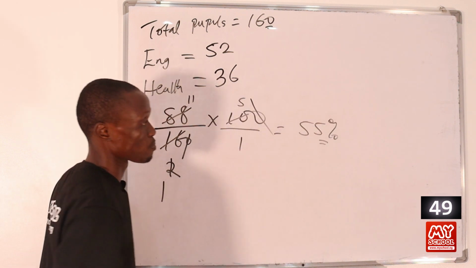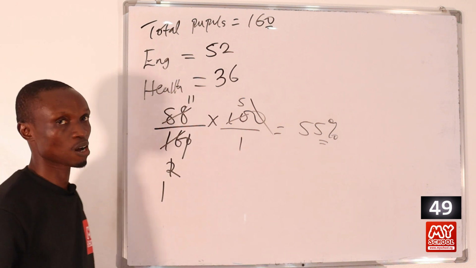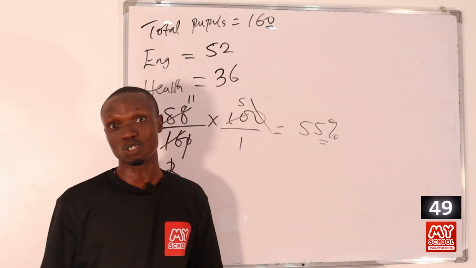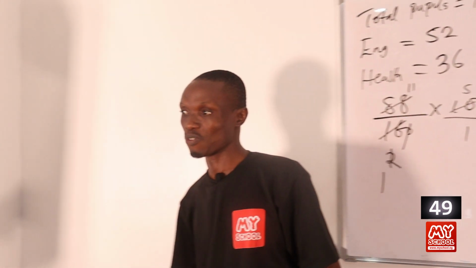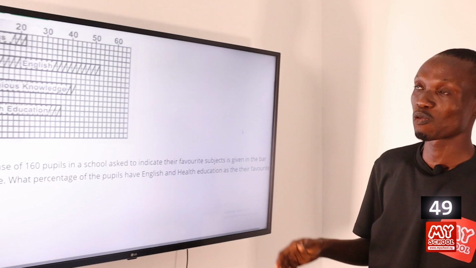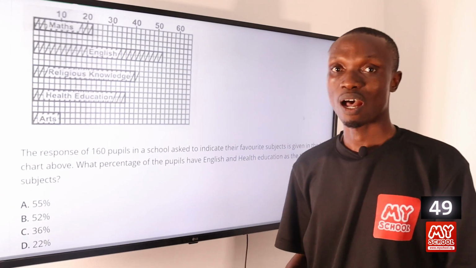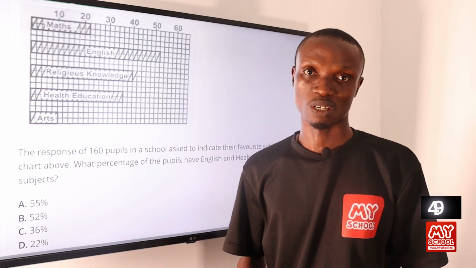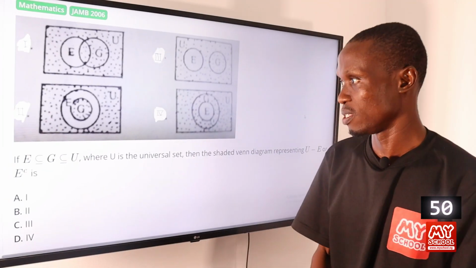55%. So the percentage of pupils that have health education and English language as their favorite subject is equal to 55%. So let's move over to the screen to pick the correct answer to this question, and that is option A, 55%.